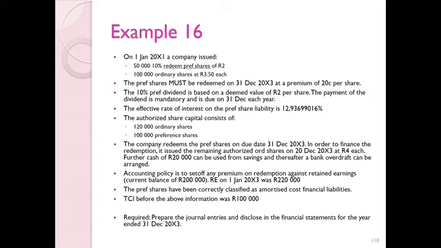So in this example, on the 1st of Jan 20X1, a company issued 50,000 10% redeemable preference shares of 2 Rand and 100,000 ordinary shares at 3 Rand 50 each. The preference shares must be redeemed on the 31st of December 20X3 at a premium of 20 cents per share. The 10% preference dividend is based on a deemed value of R2 per share, and the payment of the dividend is mandatory and is due on the 31st of December each year.